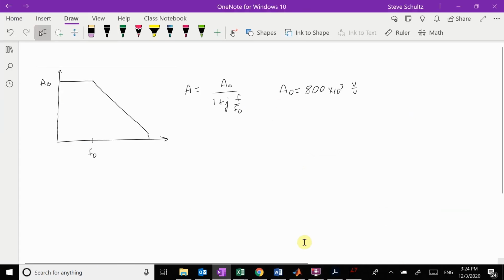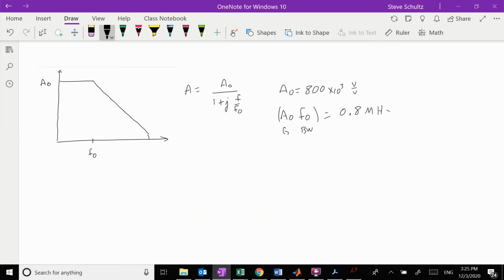So what they're telling us is the gain times the frequency, so this gain bandwidth is equal to 0.8 megahertz. Well, if we want to know what that corner, F0, is, we're going to take 0.8 times 10 to the 6th divided by 0.8 times 10 to the 6th, which is my gain. So this is my gain bandwidth divided by my A0, which is 1 hertz. Oh, well, that's what we saw in LTSpice. So this is just confirming that this point here is 1 hertz.